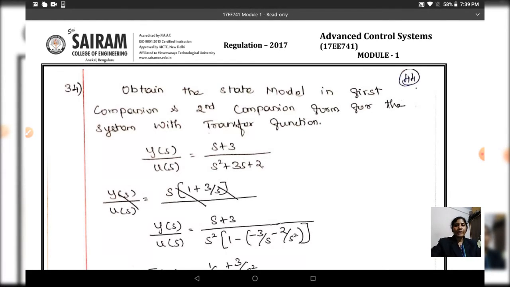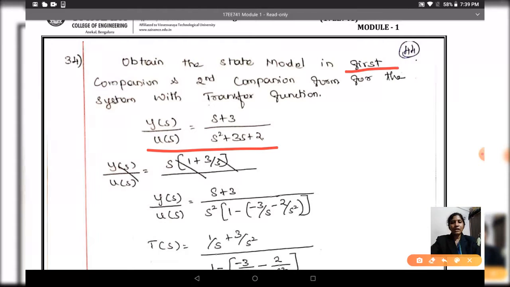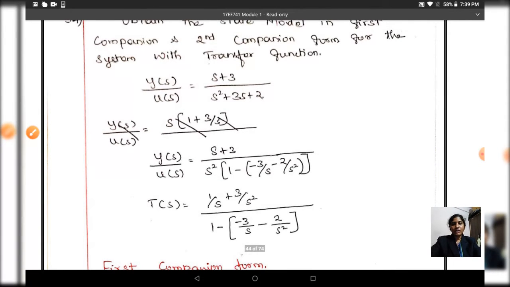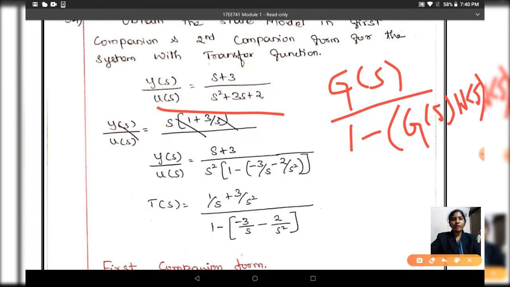Now, first problem: obtain the state model in first and second companion form for this given transfer function. We need to solve the problem under first companion form and second companion form. First, you have to write it in the form of g of s divided by 1 minus g of s into h of s. So you convert the given transfer function into that form.